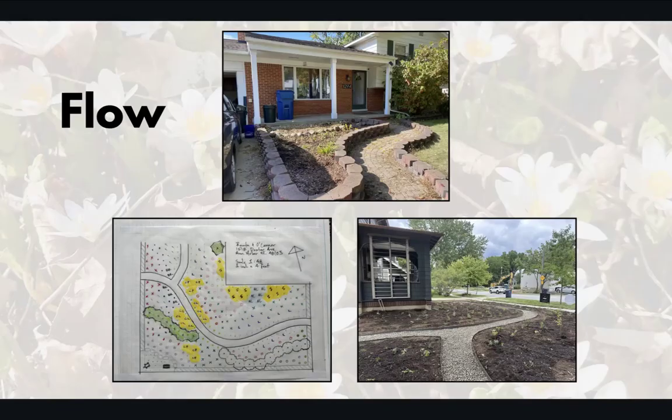So the other thing is that flow can be within the plants themselves. And that creates a sense of movement that is psychological, and you don't actually have to physically move through the garden space. You can just look at all the lines that are traveling through the garden itself.